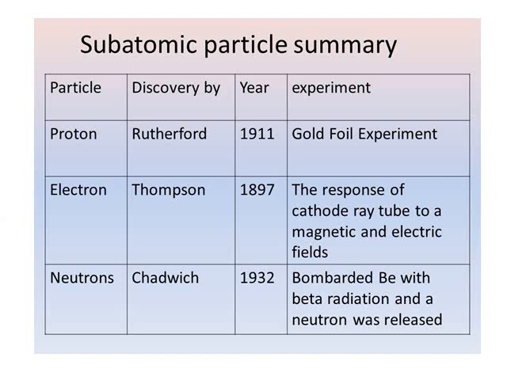And the last one, the neutral neutrons. That's why it is called neutron. Neutron is a word derived from the word neutral, which means no charge. They were discovered by Chadwick in the year 1932 in an experiment where Be was bombarded. Be here represents beryllium, bombarded with beta radiation, and a neutron was released. So the experiment you need not remember, but the scientist and the year are important.